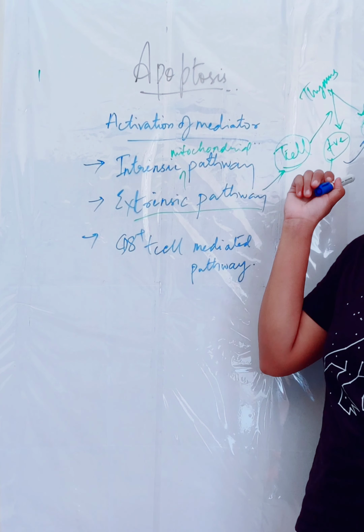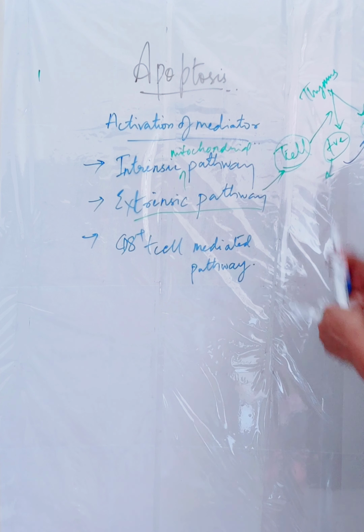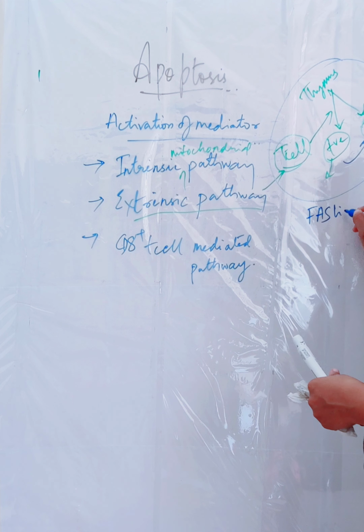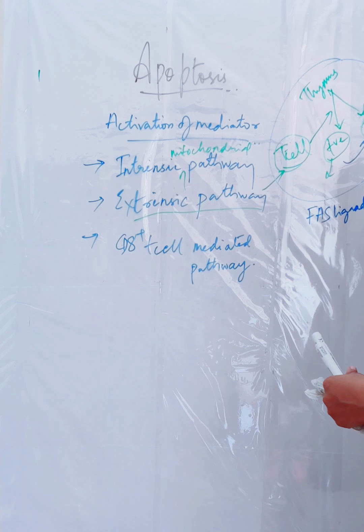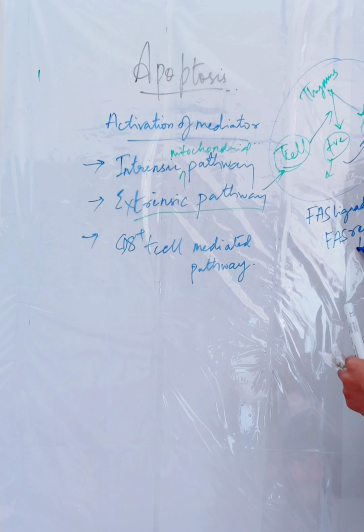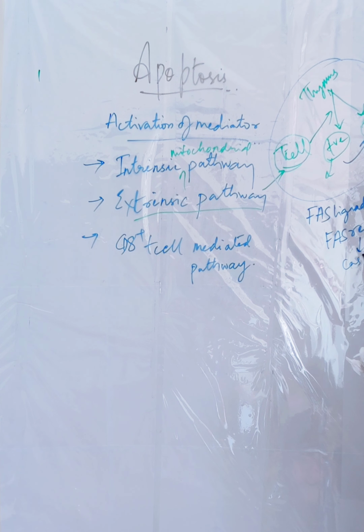So why am I talking about this example? In the extrinsic pathway, there is some receptor binding onto the cell, and this causes activation of caspases and the cell undergoes apoptosis. In this process, there is Fas ligand that binds to Fas receptor. This is an example: Fas ligand binds to Fas receptor, which is present on T cells, and this causes activation of caspases and the cell undergoes apoptosis.